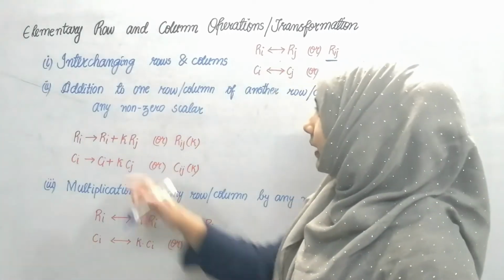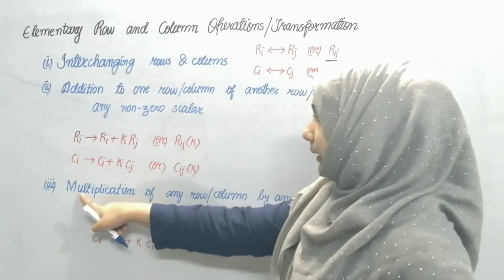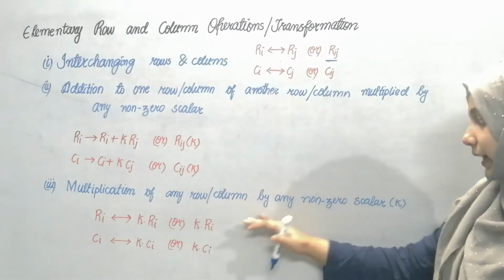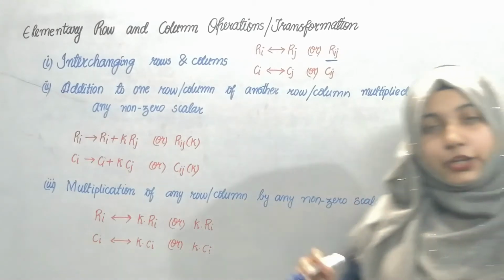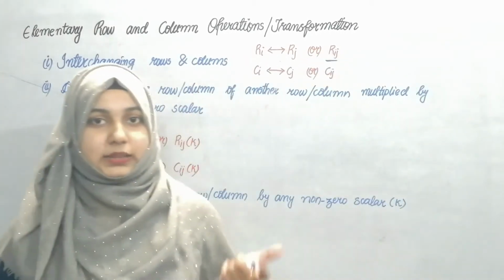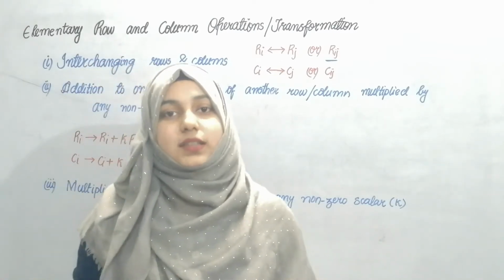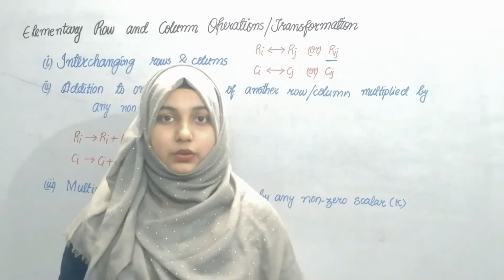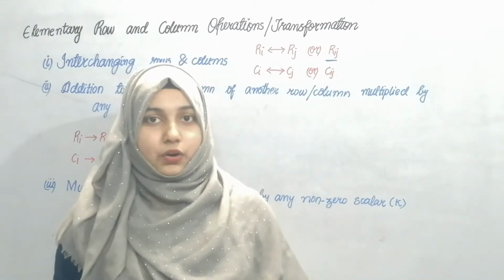Okay, next one. Before addition, we'll see multiplication. Multiplication of any row or column by any non-zero scalar. You're going to multiply any row or any column, your wish. You're either going to multiply the row or the column with a non-zero scalar. It should not be zero. ठीक है, zero को छोड़ के कोई भी number से you're going to multiply your row or your column.